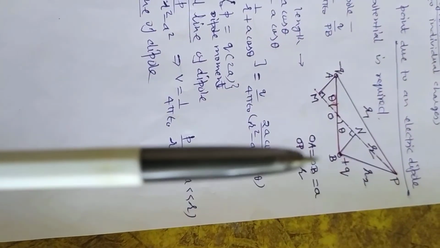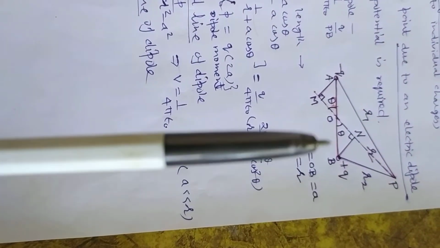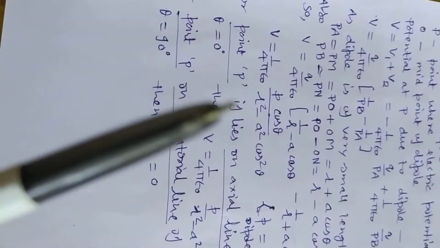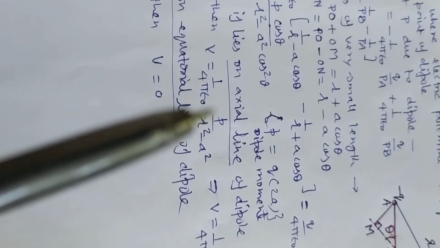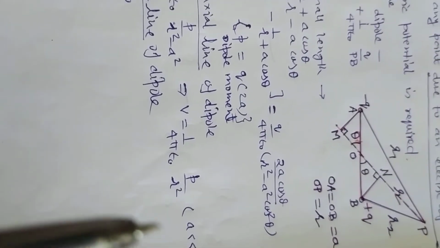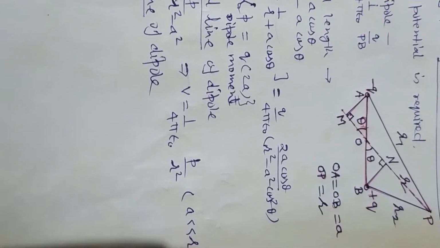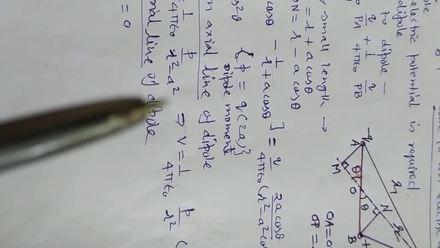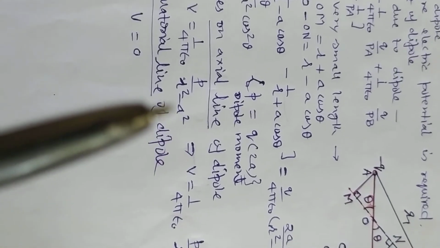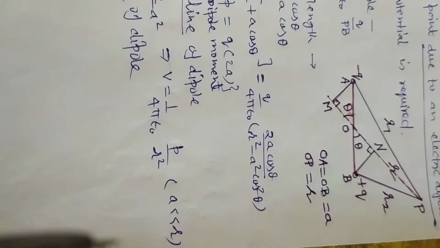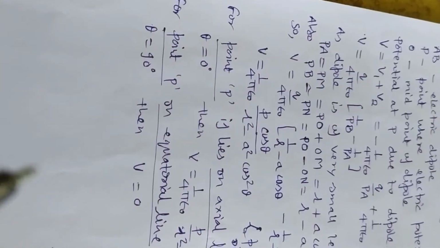So we see what will happen. Theta will be equal to 0 if the point P is on this line, right? Theta will become 0. So we will have this expression. Further, if we use the concept of the dipole that A is much smaller than R, right? So A square will further be less than R square. So we can omit this to have this formula, right?